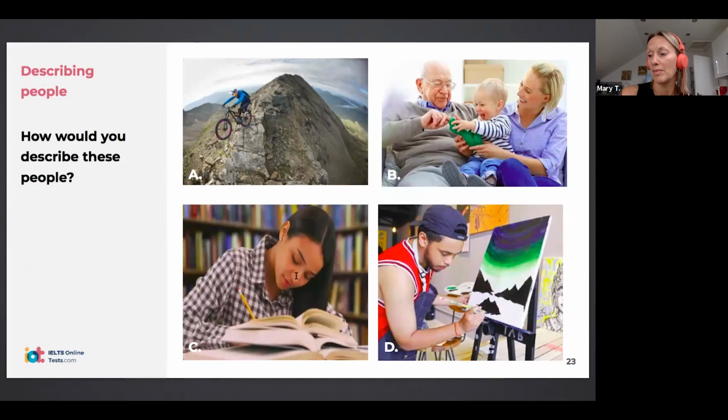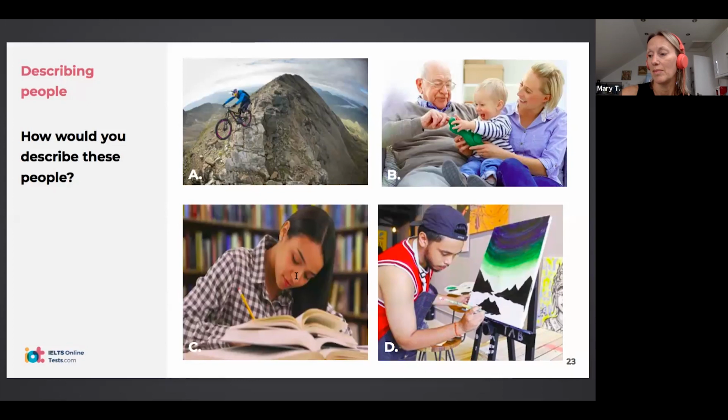Okay, now let's move on to describing people. So how would you describe these people? So if you look at A, can you think of any adjectives? Adventurous, that's nice, yeah. Active, mountain biker. Perilous, that's a great word. Brave, courageous, daredevil. Risky. Yes, I was thinking about this before, and I came up with one or two words. Reckless is one, depending on your perspective. Intrepid is another one.